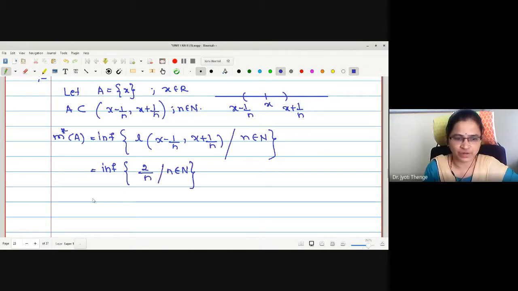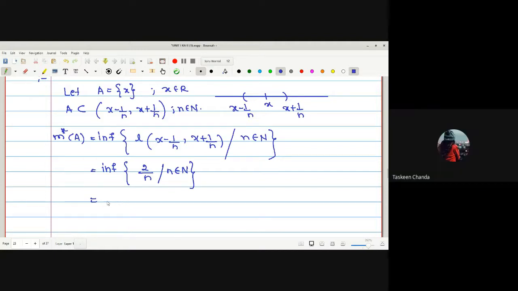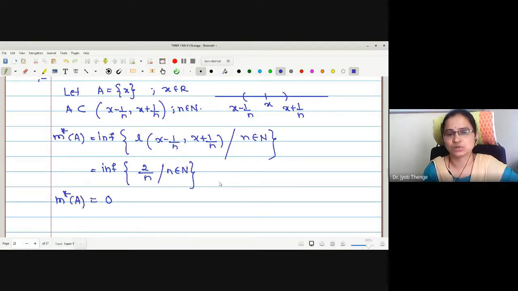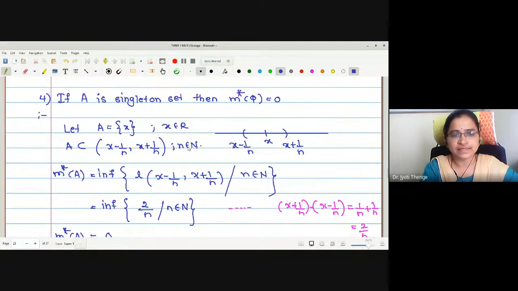Same situation we have obtained. What is the infimum value? 0. The outer measure of a singleton element is 0. Is there any difficulty in finding the length? The length is x plus 1 by n minus (x minus 1 by n), upper bound minus lower bound. Therefore x will get cancelled, and 1 by n plus 1 by n is actually giving us 2 by n. Therefore, if A is a singleton set, we have proved that the outer measure is 0.